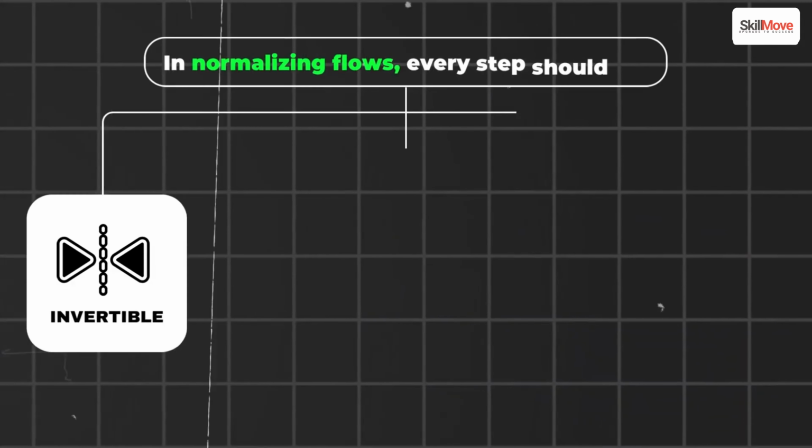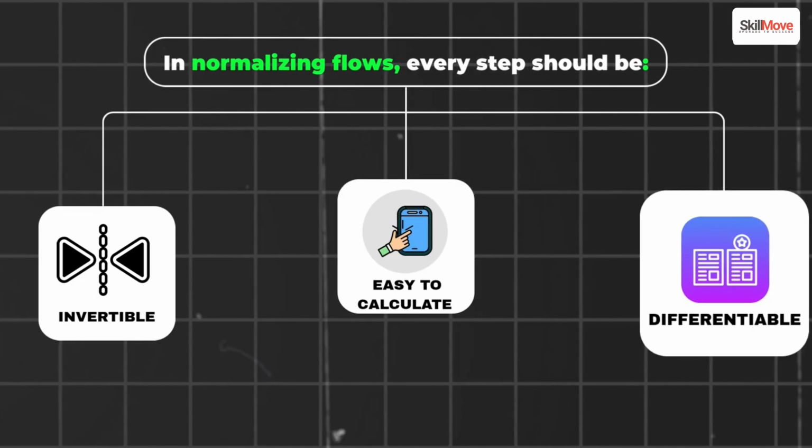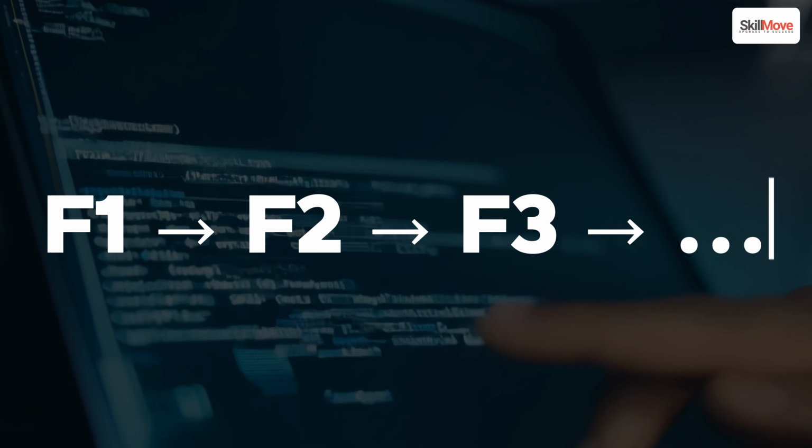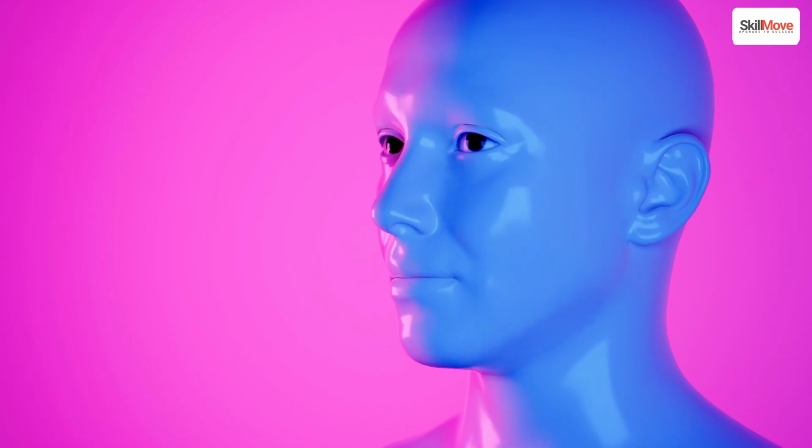In normalizing flows, every transformation step must be invertible, easy to compute, and differentiable. So we start stacking them: F1, F2, F3. Each transformation gradually converts a Gaussian into a real-world phase loop.